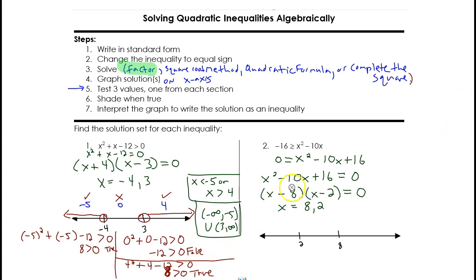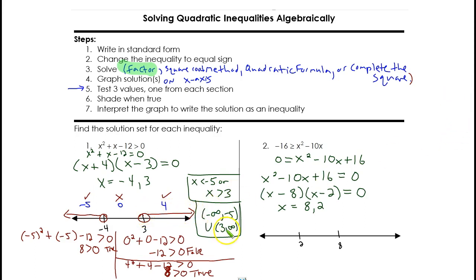Except I did make a little mistake here. That shouldn't be 3. Oh, I did make the mistake there. 3 is correct here. I'm sorry, my mistake is up here. It should not be x greater than 4. It should be x greater than 3. I tested 4 to know that everything over here works.